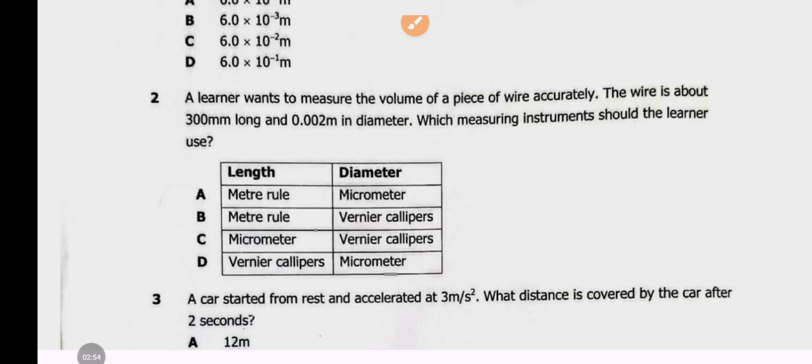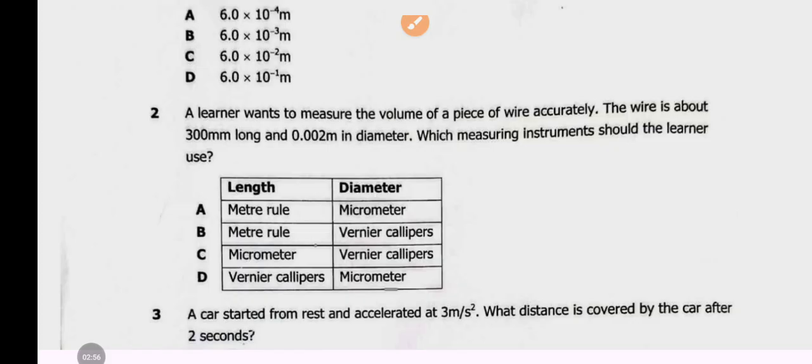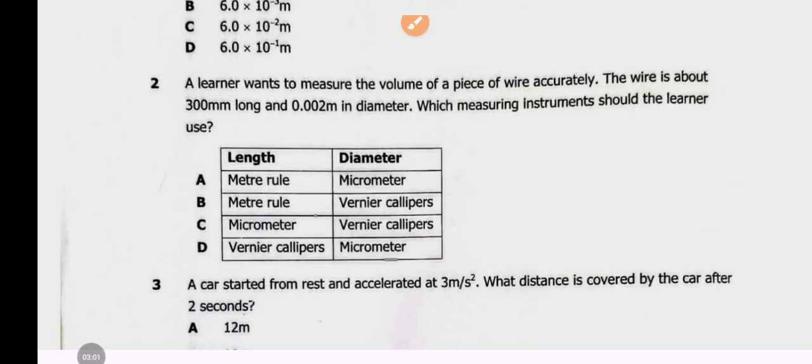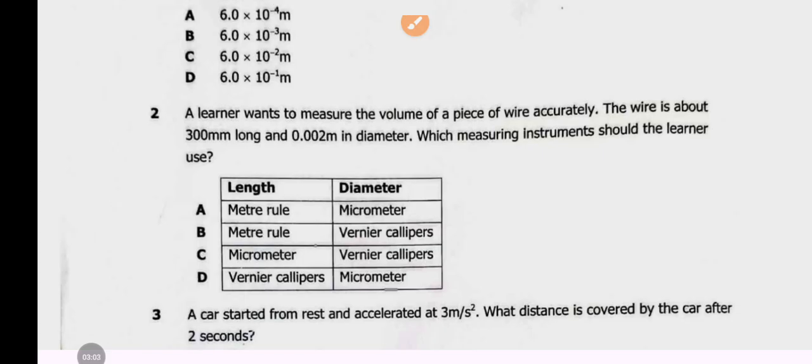Alright. Okay, so we're just gonna use that rule and quickly solve this question. So we are told that the wire is about 300 millimeter long, which when taken in meters is about 0.3. Remember, I said for a measurement that ranges from 0 to 1 meter, the most applicable instrument to be used is a meter rule. So in this case, we are going to shortlist option A or B.